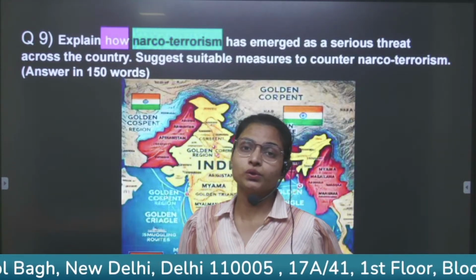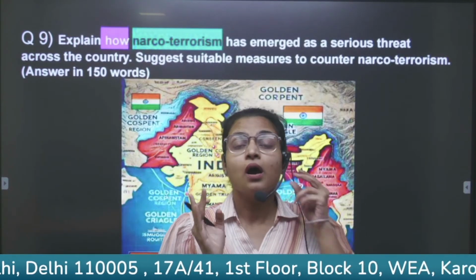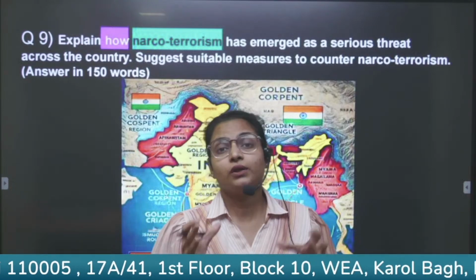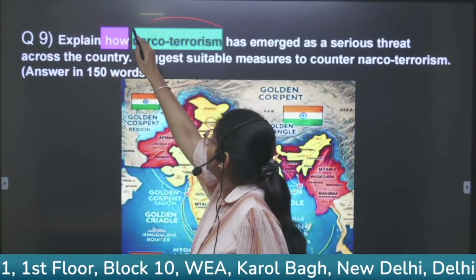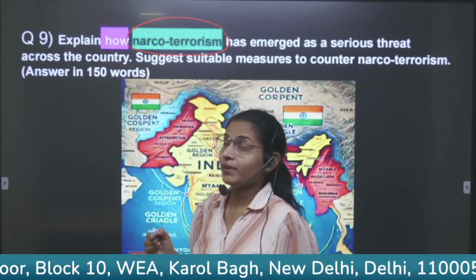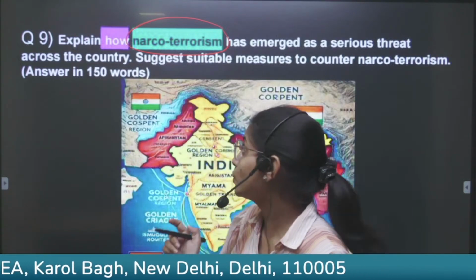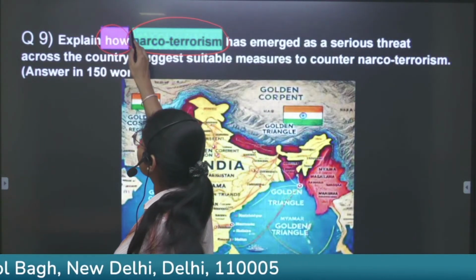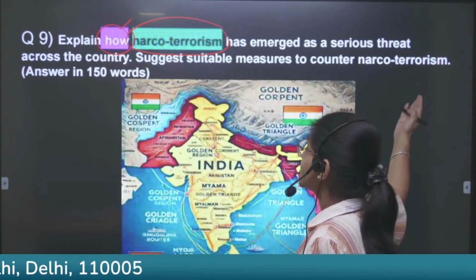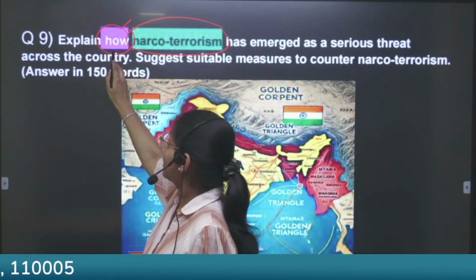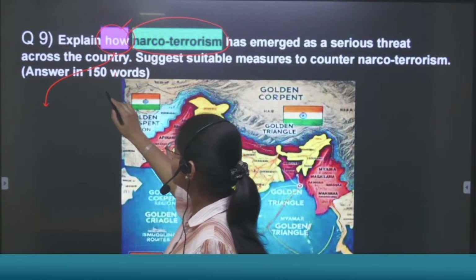Before that, I want to tell you that while reading any question, you need to look at the keyword, on which key topic UPSC is focusing. Here the key topic is narco-terrorism. After looking at the key topic, you have to look at the directive words. Here the wording is how narco-terrorism has emerged as a serious threat. From this you can decide that you have to write about 2 things.